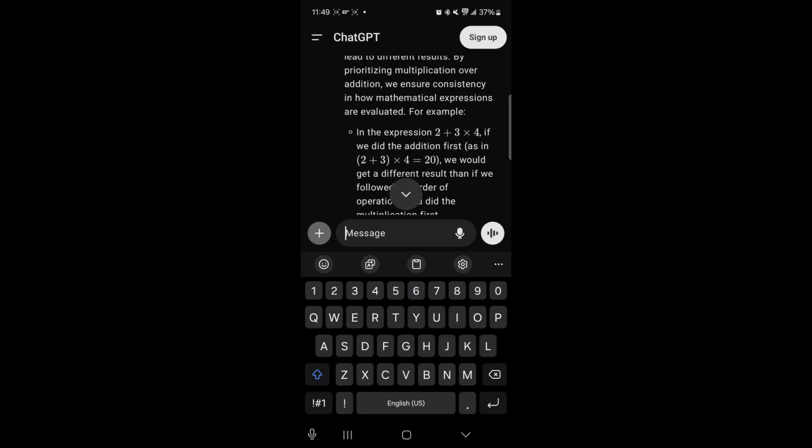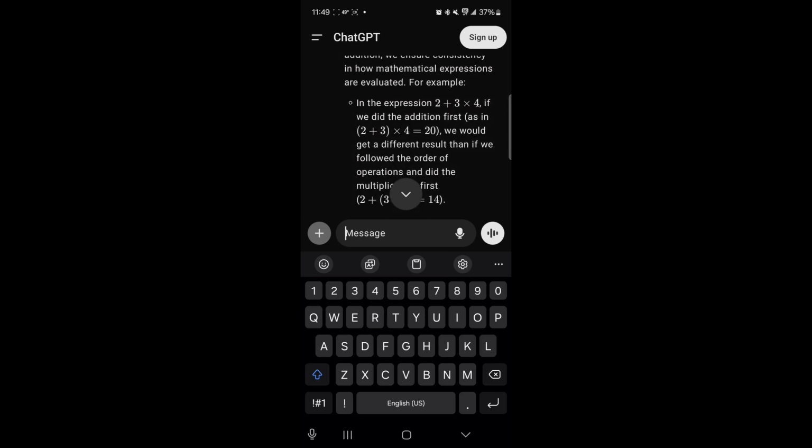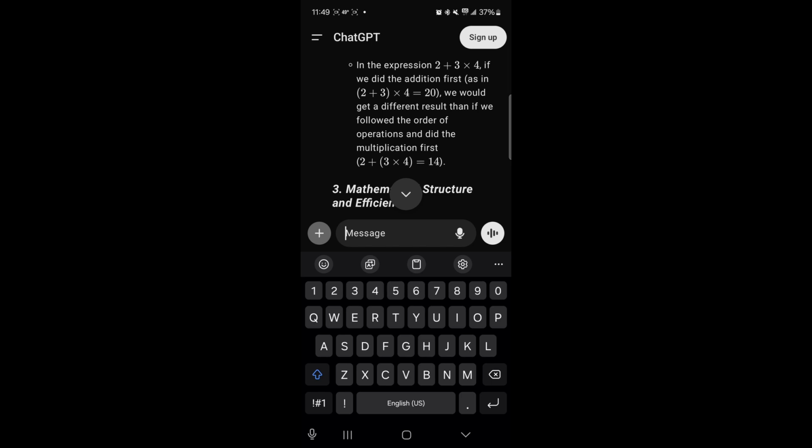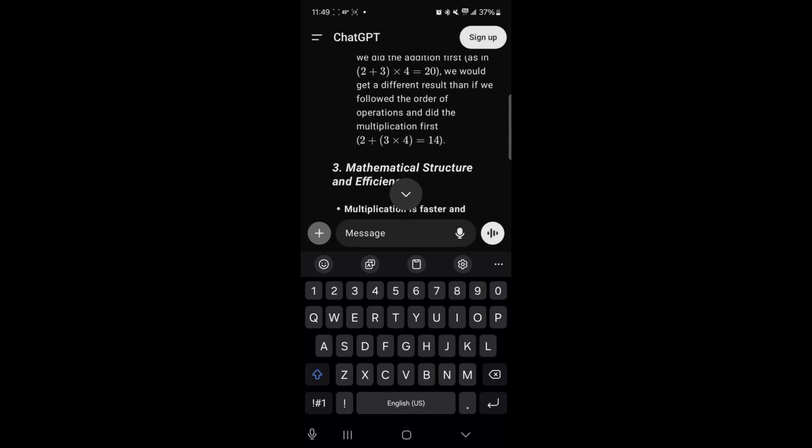For example, in the expression 2 plus 3 times 4, if we did the addition first, as in here, you put parentheses around the 2 plus 3, and then times 4, right? That equals 20. You'd get a different result than if we followed the order of operations and did the multiplication first. And in this case, you do the multiplication first. 3 times 4 is 12. Then you add 2 and you get 14.